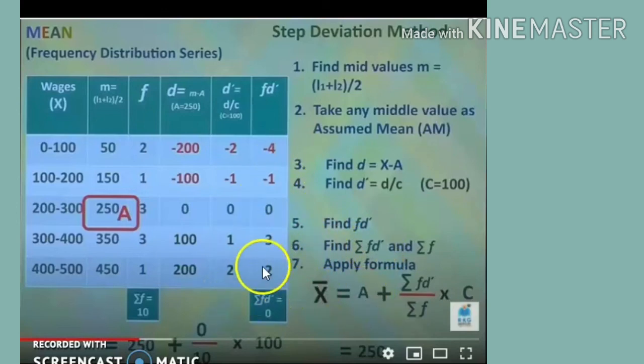So you assume the mean, you know that 250. 250 plus 0 divided by 10, into 100, is the formula substitution, and you will be getting the value as 250 alone. So here by division you will be getting 0 as the answer. 0 divided by 10 is 0, and then into 100 is 0, then 250 plus 0 is equal to 250. So you know that in the same question, with a different method, we get the same answer. So the answer is 250.